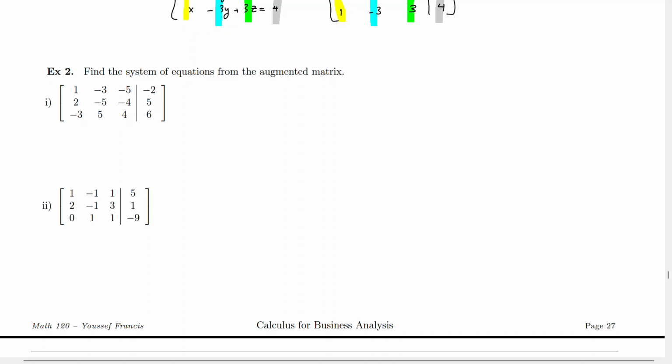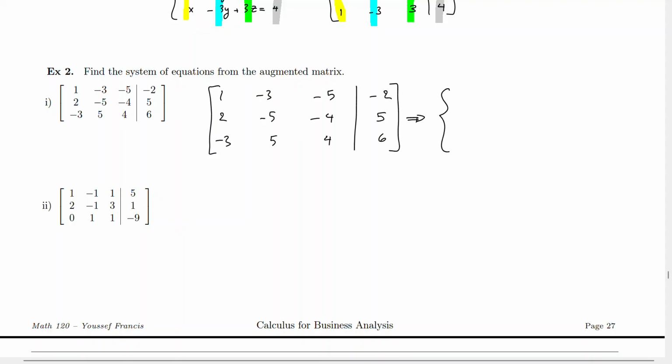So as you can see here, we have an augmented matrix. We actually have two of them, and we're supposed to translate those into systems of equations. So I'll write the first matrix, 1 with -3, then -5, then -2. And the second row has 2, -5, -4, and 5. Finally, it's -3, 5, 4, and 6. So that is the original augmented matrix that was given to me, and I need to translate this into a system of three equations with three unknowns.